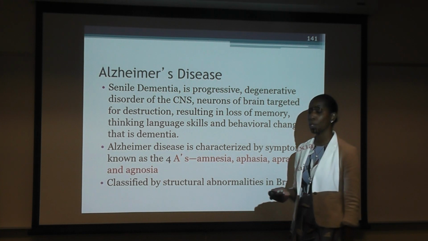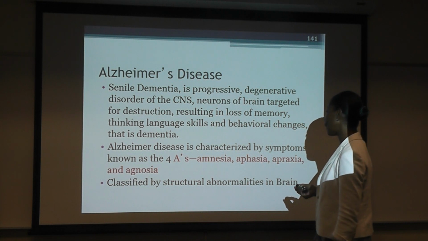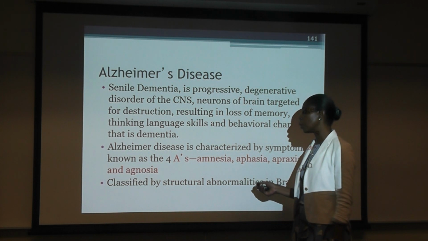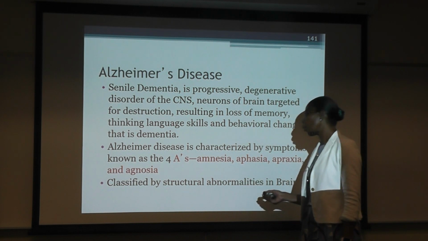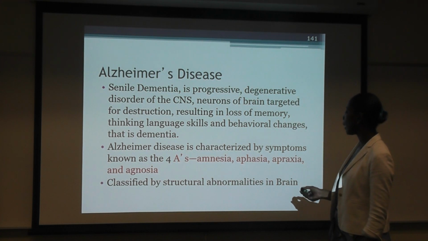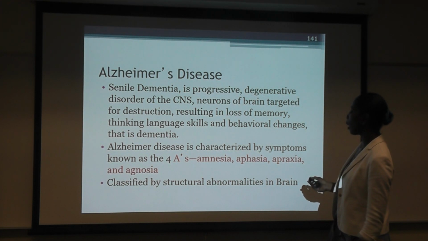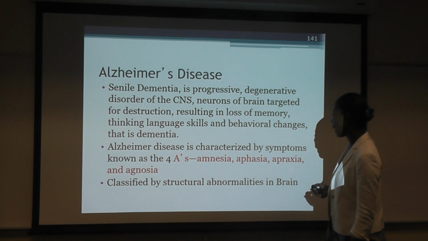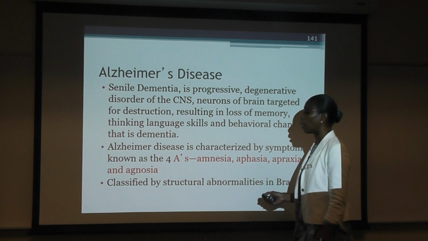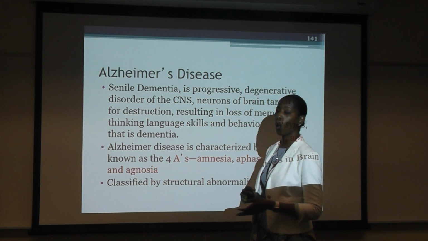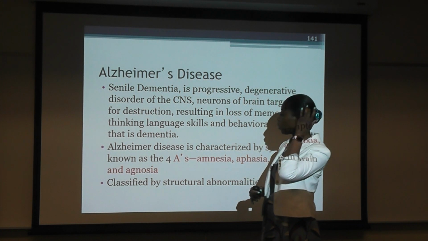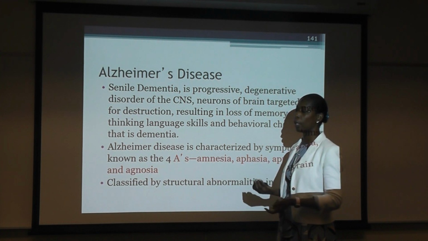There are 4 A's associated with it: amnesia, aphasia, apraxia, and agnosia. Amnesia, difficulty remembering; aphasia, difficulty with speaking; apraxia, difficulty performing familiar acts; and agnosia, difficulty identifying objects, which could be visual or sensory.